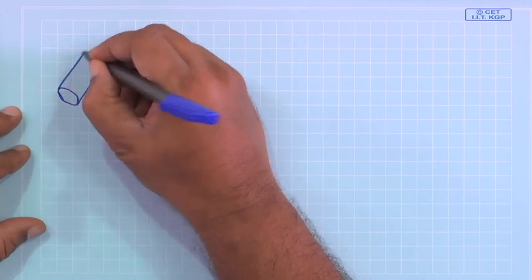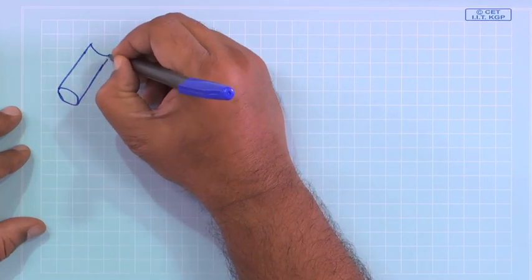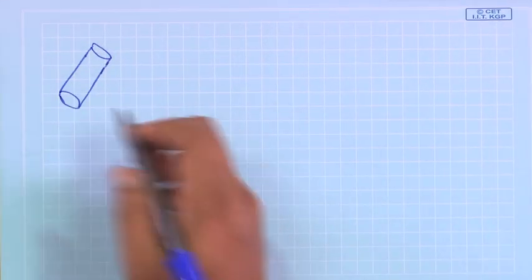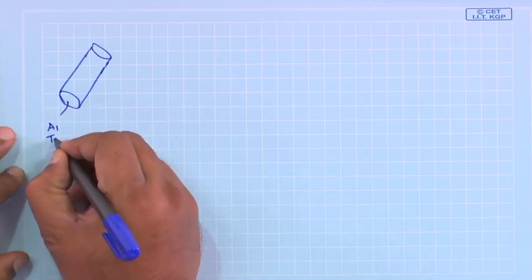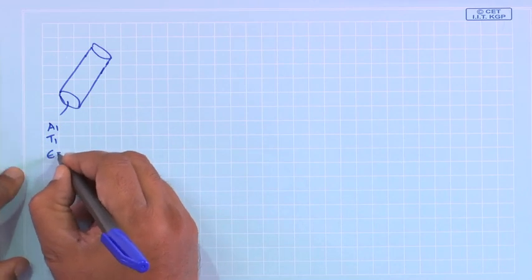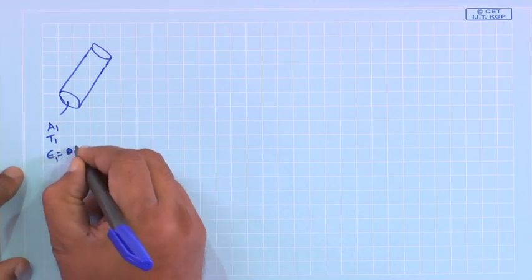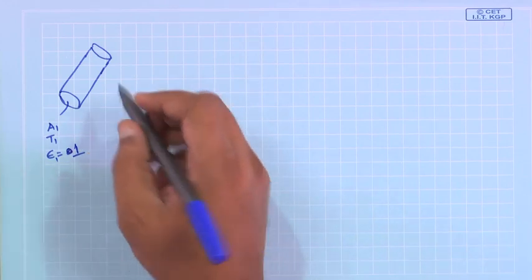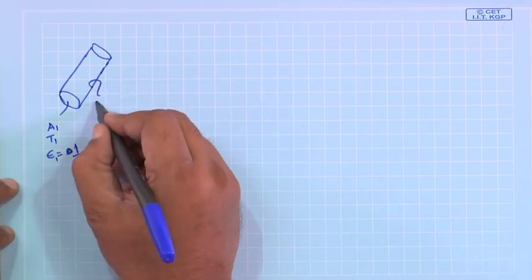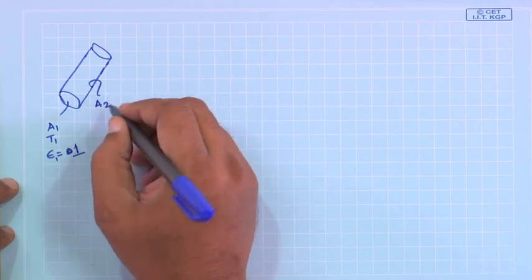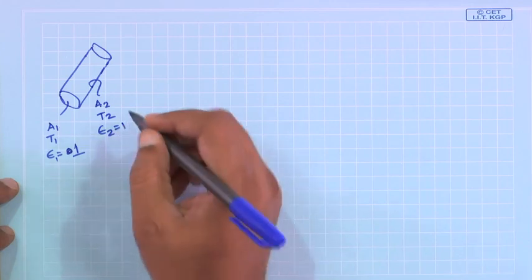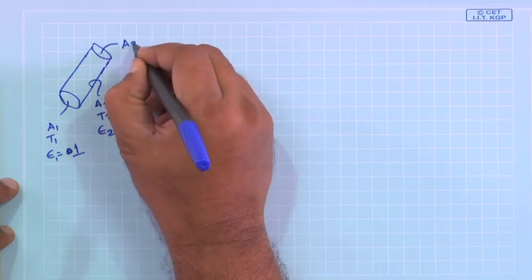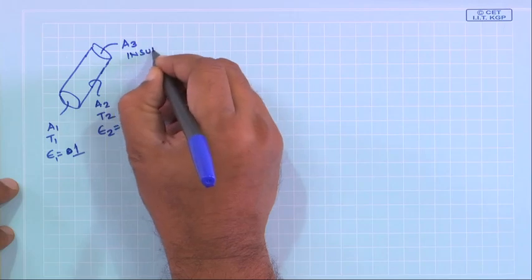So, for this problem, we have chosen a cylindrical furnace. Let us call this my surface 1. Its area is A1, temperature is T1, and it is a black body, so epsilon 1 is equal to 1. Surface 2 is A2 and its temperature is T2, and this is also a black body, so epsilon 2 is equal to 1. The surface A3 is insulated.